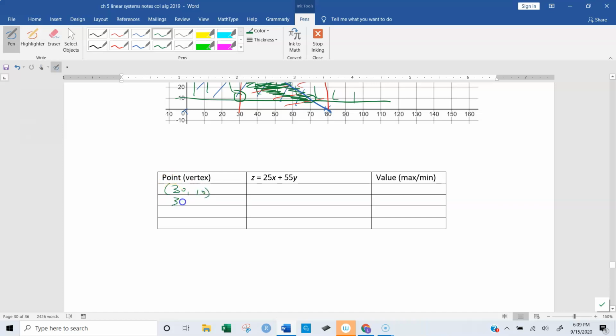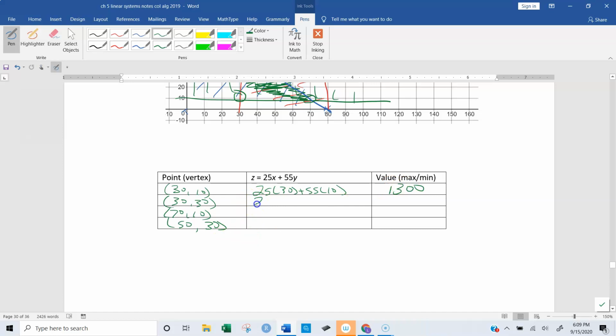We're going to plug in the 30, 30, the 70, 10, and the 50, 30. That's what we had up there. All right, you're plugging into this equation. So you're really just doing 25 times 30 plus 55 times 10. Plug it in your calculator and you should get 1,300.